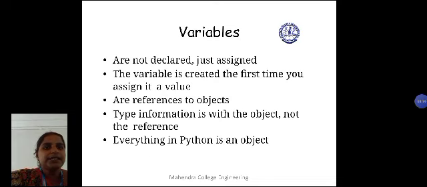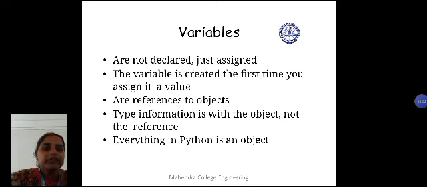Next is variables. You already know variables are an important thing in programming languages. In each and every language, variables are important. In Python, variables are not declared, just assigned. In other languages we declare a variable and give the values. Here it's not declared, it will just be assigned. The variable is created the first time you assign it a value.